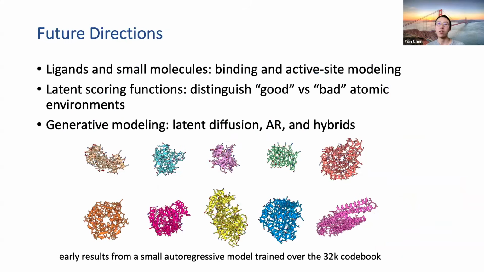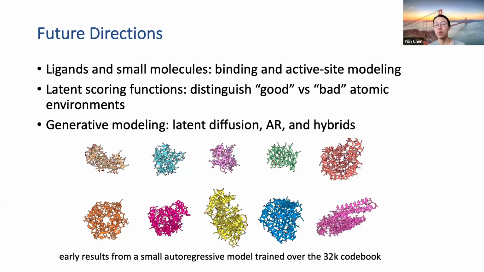So with all these things that we learned about this latent and the behaviors, we're pursuing these future directions. Like you said, the ligand and small molecule, and we're interested in binding and active site modeling. And we're developing latent scoring functions to distinguish good and bad atomic environment. And finally, we have the latent modeling track, where this design of autoencoder lends itself to these latent generative models like latent diffusion, autoregressive, or some sort of hybrid.